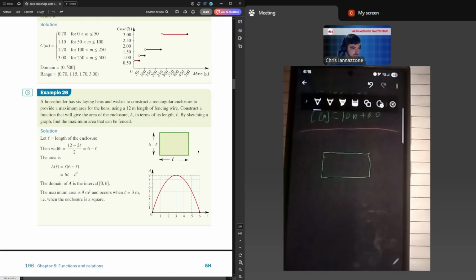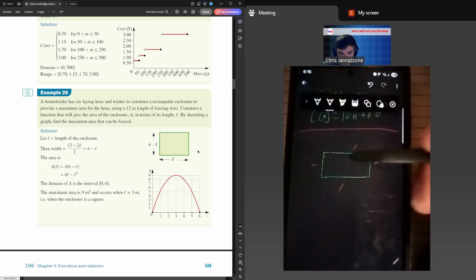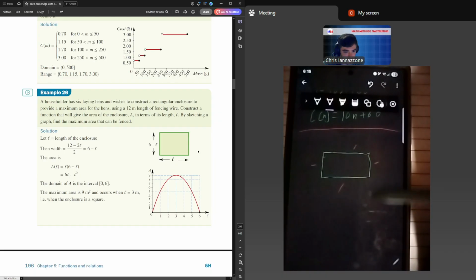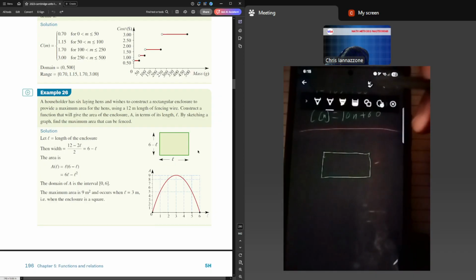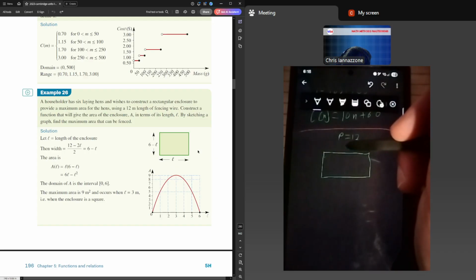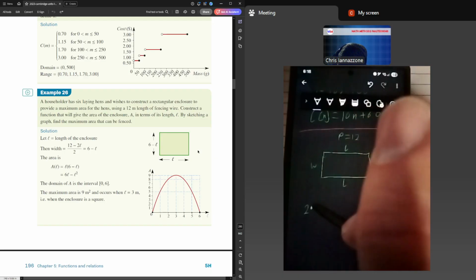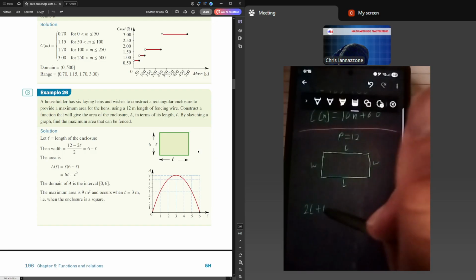Next up, the other key piece of information that we have is that it is created using 12 meters of fencing wire. So basically, all of these sides have to add up to 12. The perimeter of this shape is 12 because the perimeter is fence. So if we know our total perimeter is 12, then all we've got to do is start labeling our rectangle. It's going to have 2 lengths, 2 widths, and the sum of all of them has to be 12. So 2L plus 2W is going to equal 12.